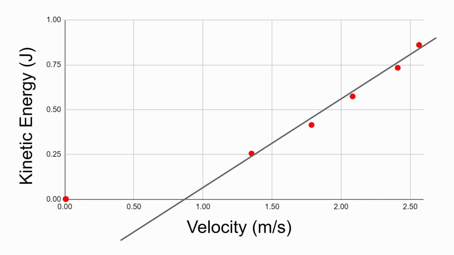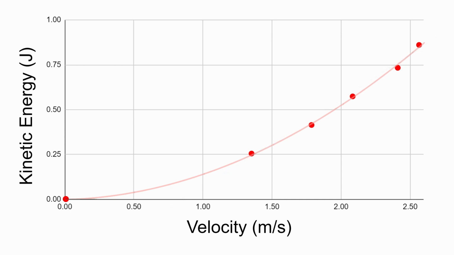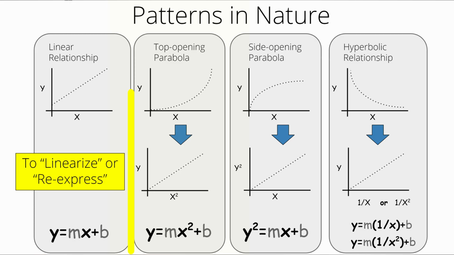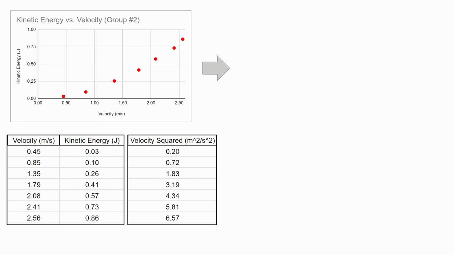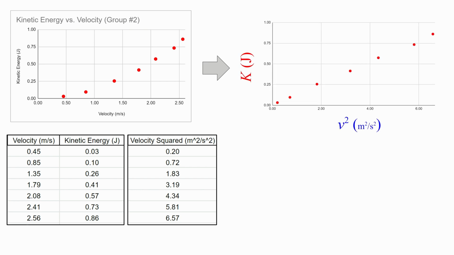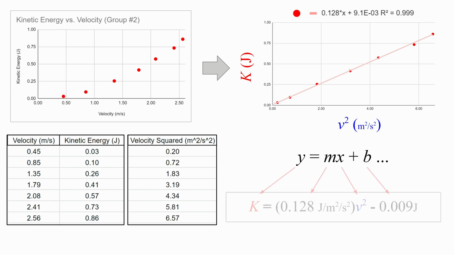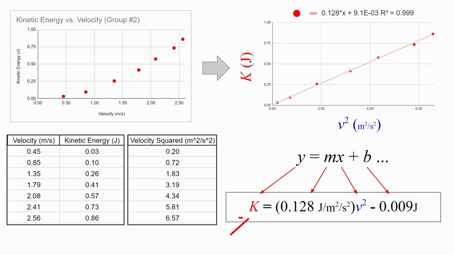If a data point is placed at the origin, the students will see that the graph is parabolic and will need to be linearized. To linearize a top-opening parabolic graph, the variable graphed on the x-axis needs to be squared. When students graph the kinetic energy versus velocity squared, their graph will appear linear with a y-intercept close to 0. If necessary, remind students how they can write an equation from their linear graph showing the algebraic relationship between the kinetic energy and the square of the velocity.